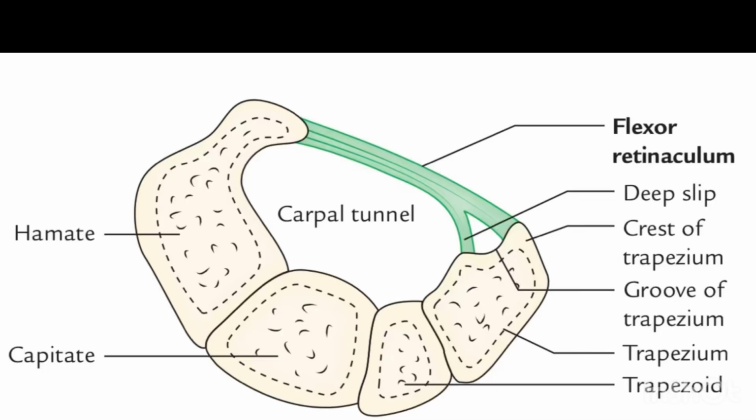Now, what is located laterally? Lateral is the scaphoid and the trapezium. What is located medially? Medially is the pisiform and the hook of hamate. Don't forget. Lateral is the scaphoid and the trapezium. Medial is the hamate and the pisiform. Roof is the flexor retinaculum. Floor are the carpal bones.